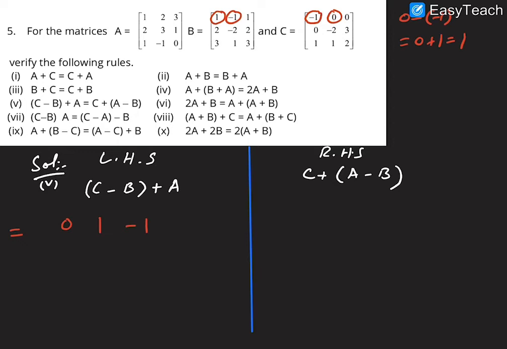0 minus 2 is minus 2. Minus 2 plus 2 is 0. 3 minus 2 is 1. 1 minus 3 is minus 2. Minus 1 minus 1, 0. 2 minus 3 is minus 1. Plus A. What is A? 1, 2, 3. 2, 3, 1. 1 minus 1 and 0.